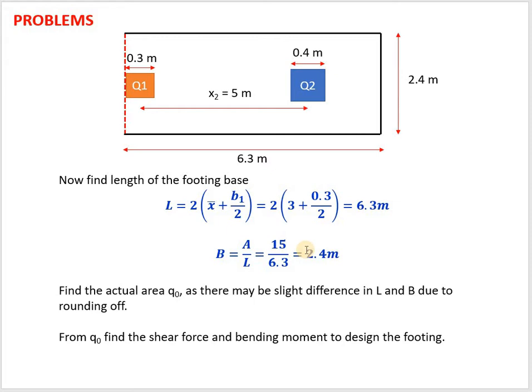So actual pressure need not always be the same. Maybe it may be less than 100. Here the allowable pressure is 100. So for that allowable pressure we have found the area of the footing, but due to rounding off it may not be equal to the actual pressure.